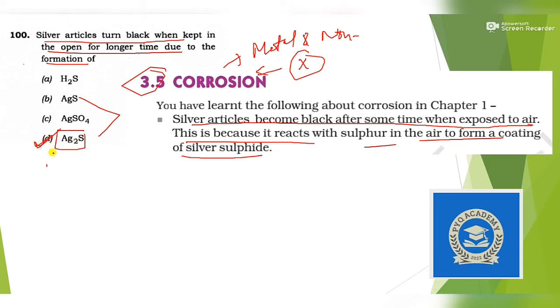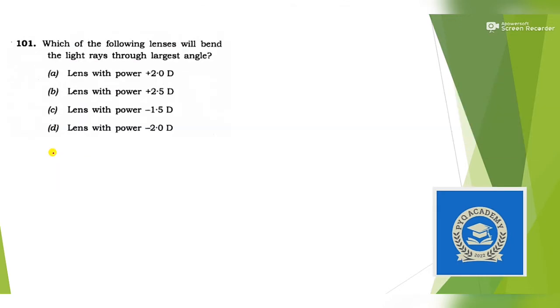Which of the following lenses will bend the light ray through the largest angle? So here you have to apply your knowledge, your application. Okay. So let's take this as a convex lens. First apply those two. Because the plus sign indicates a converging lens, and the minus sign indicates a diverging lens. And a diverging lens is nothing but a concave lens.